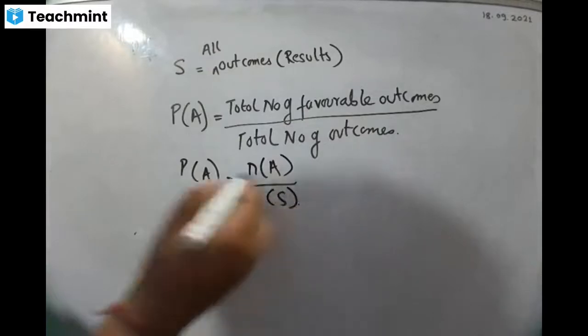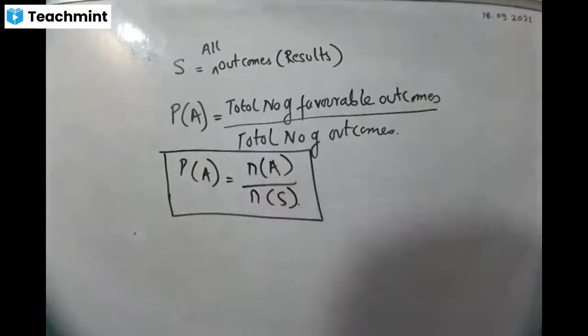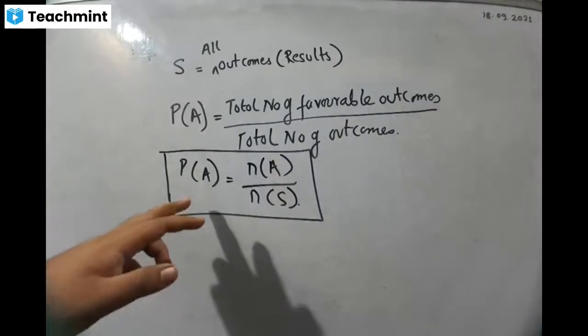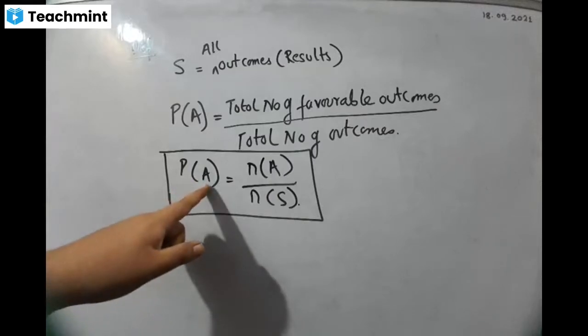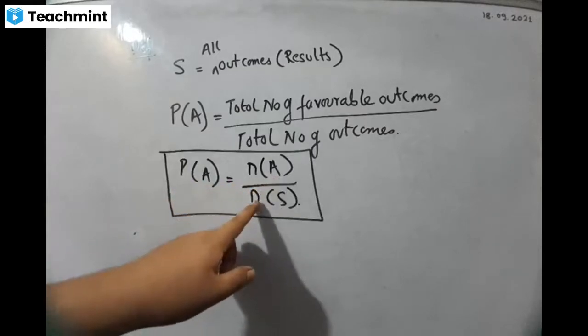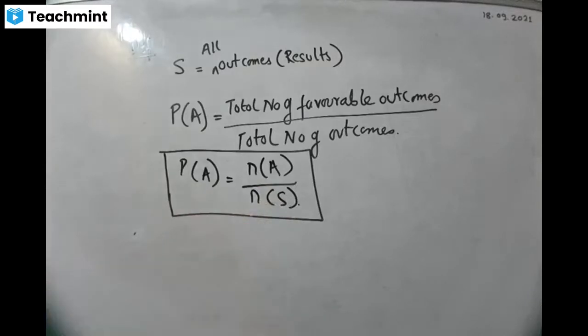This is the formula for probability. What is A? A is an event. Suppose you have to find the probability of B. B is another event. Then the probability of B is going to be n of B divided by n of S, where S is the total outcome. I'll explain everything in detail.